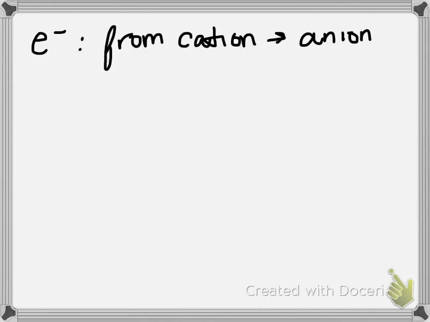So I'm going to show you 2 examples of how this works, and then I'm going to have you do 2 examples. So let's say I'm doing sodium and fluorine. Okay, go ahead and put the number of valence electrons, or the dots, around both sodium and fluorine.